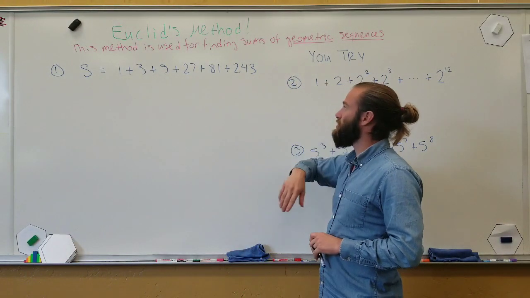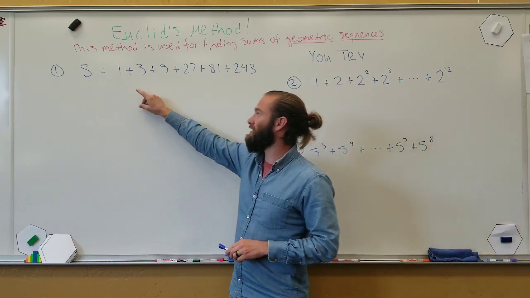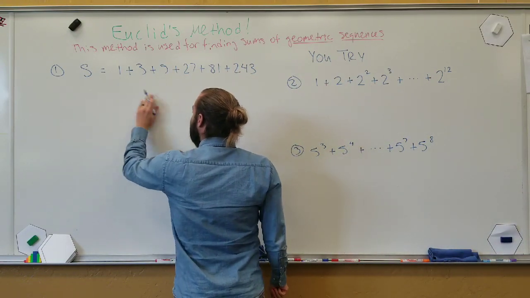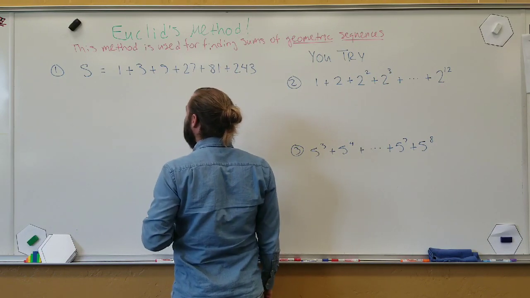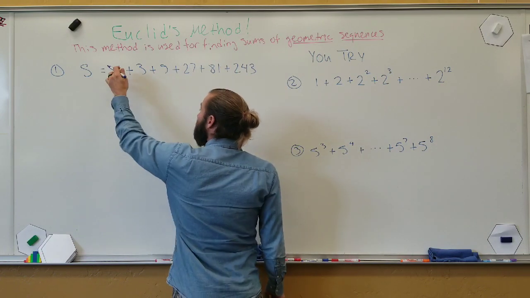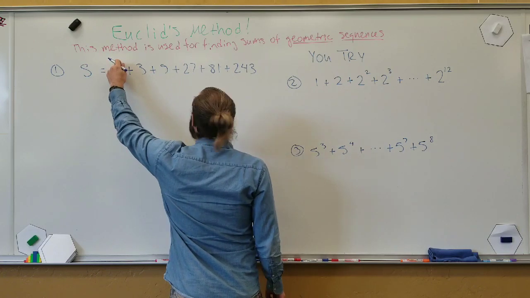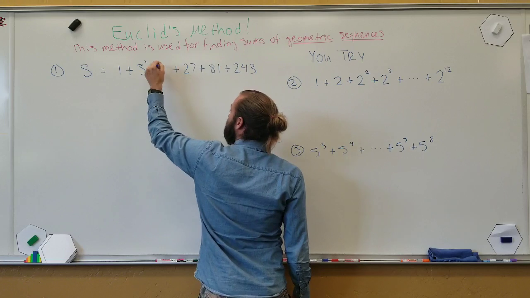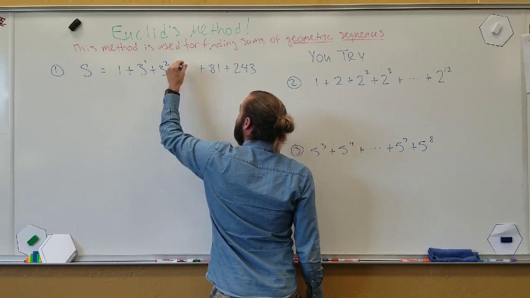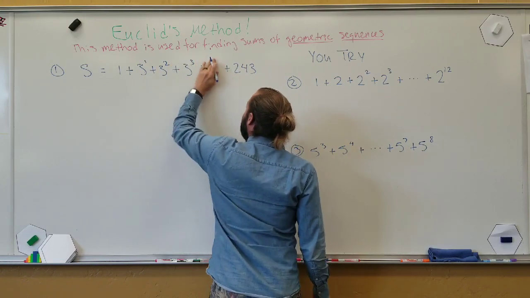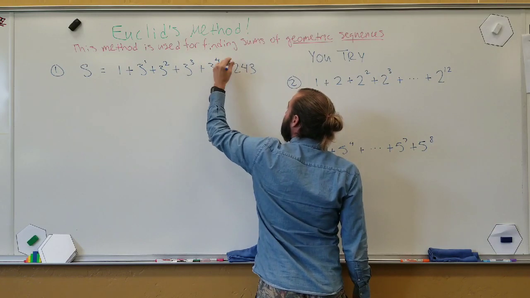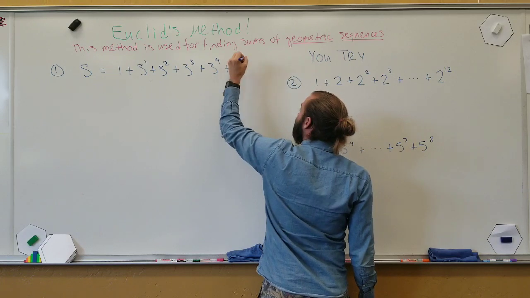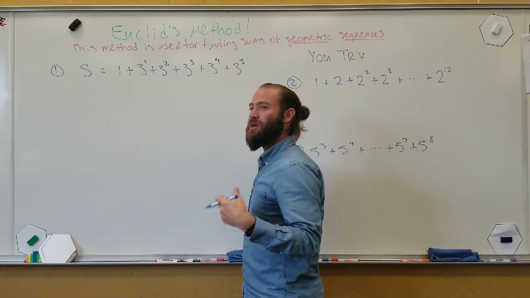You'll notice this is a geometric sequence. In fact, it's actually powers of 3. We'll talk about how we're going to do this. I'm going to rewrite this in the powers of 3. So it looks like we're adding all the things from 3 to the 0 up to 3 to the 5th. And there's something weird we're going to do.